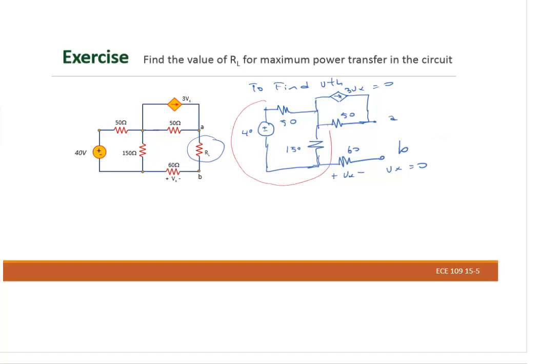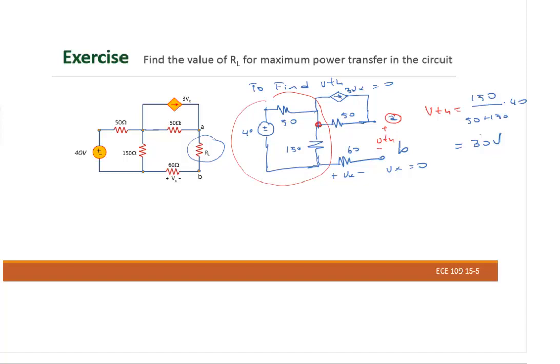We have this part right there. So if I know the voltage right there, same voltage will be right there. So VTH will be equal to a voltage division: 150 divided by (50 plus 150), times 40. That will give you 30 volts.